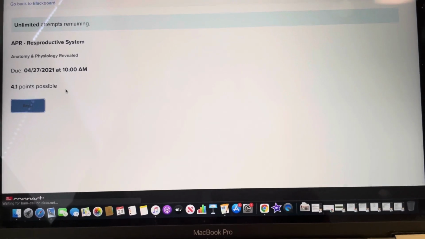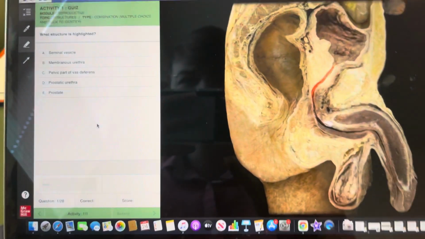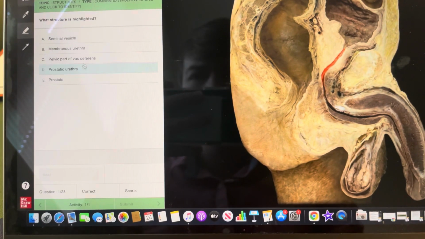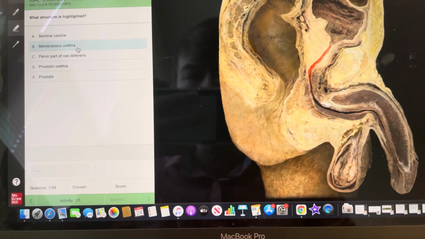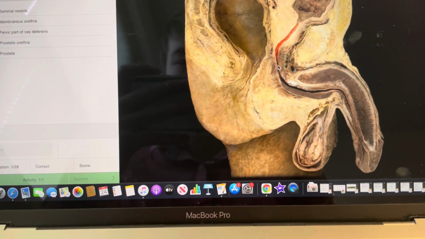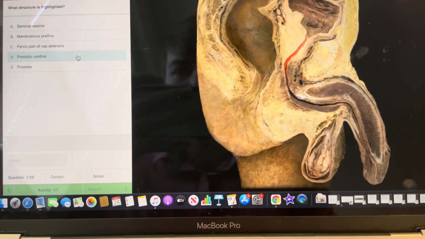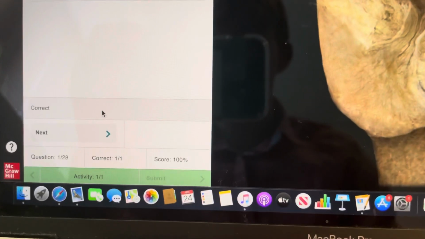First example question asks us what structure is highlighted here, and you can see the structure there. So this is actually both reproductive and urinary, and I know that this is the membranous urethra. No, this is the prostatic. Membranous is down here. Luckily, I did that before I clicked. So membranous is here and prostatic is here. So that's the prostatic urethra. And you can see there are 28 questions.